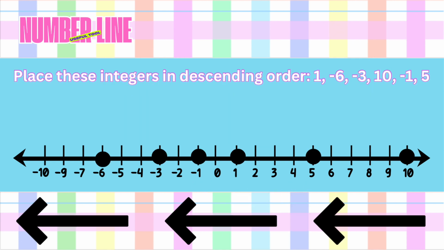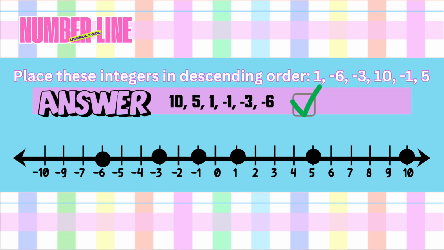Here's another example for you to try. Place these integers in descending order. 1, -6, -3, 10, -1, and 5. Remember, when you're working in descending order, you're moving from right to left on the number line. You want to start with the greatest number and work your way down to the least.